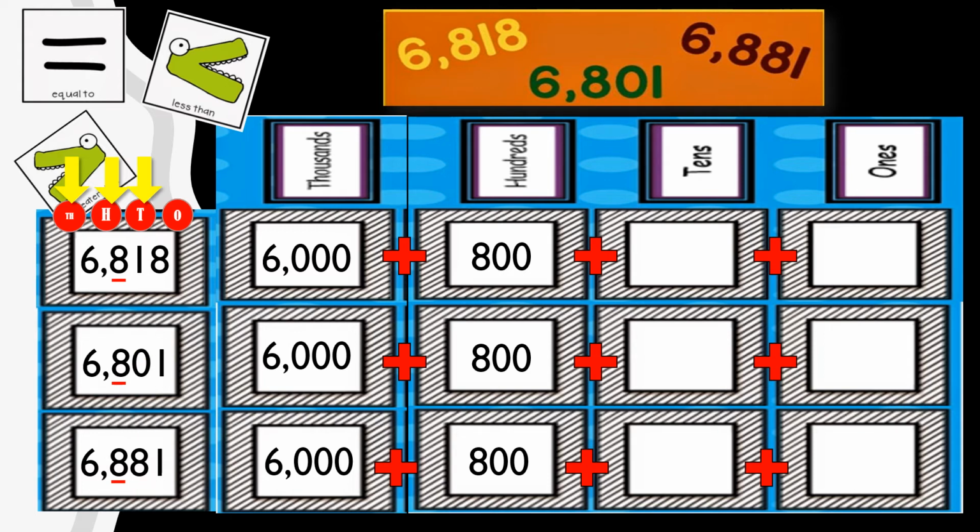I'm going to circle the digit in the tens place in our first number. Okay, there's a 1 there. Well, 1 ten is worth 10. The next number is 6,801. There's a 0 in the tens place here. 0 tens has a value of 0. And my last number has an 8 in the tens place. 8 tens equals 80. Oh, now these numbers are different. I think I'm going to be able to compare here, but let's go ahead and finish our expanded form. Last, we have our ones.